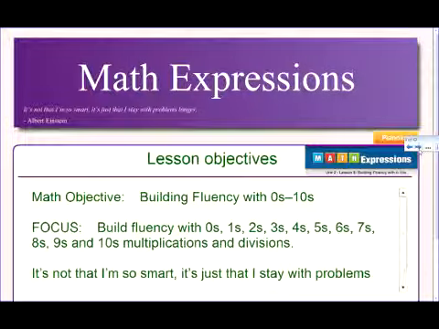Today's math objective is to build fluency with the zeros to the tens times tables. We want to be able to do it with multiplication and with division.